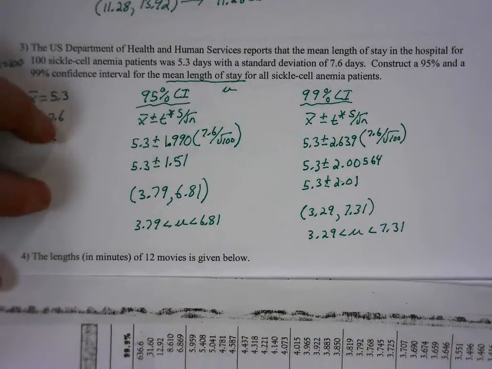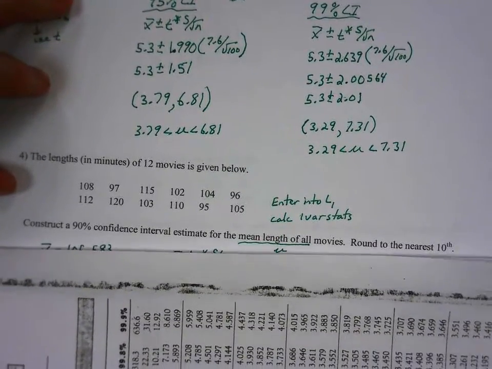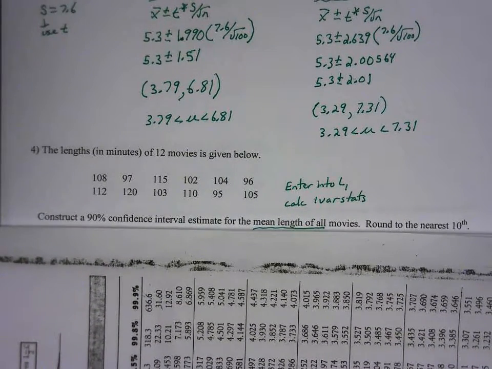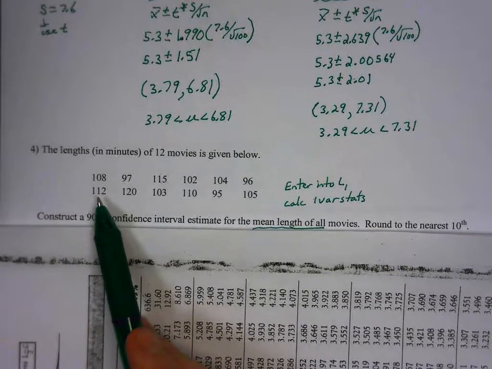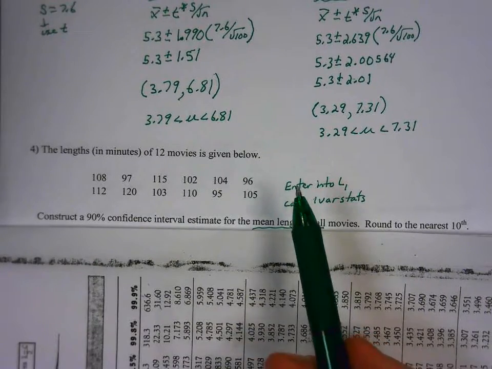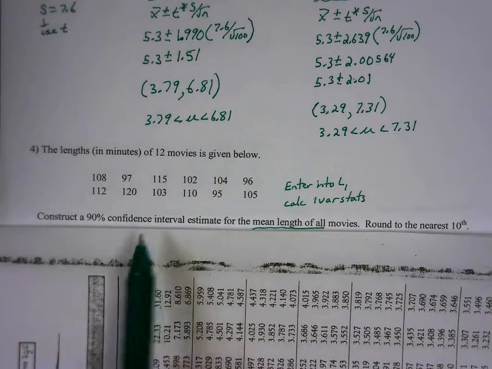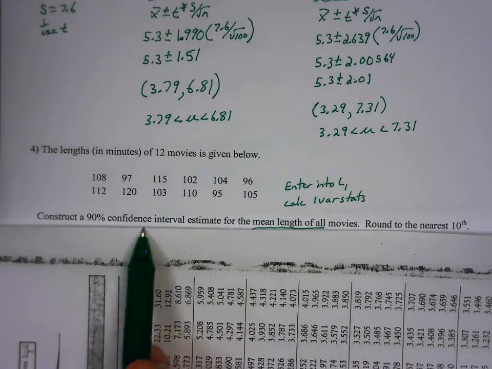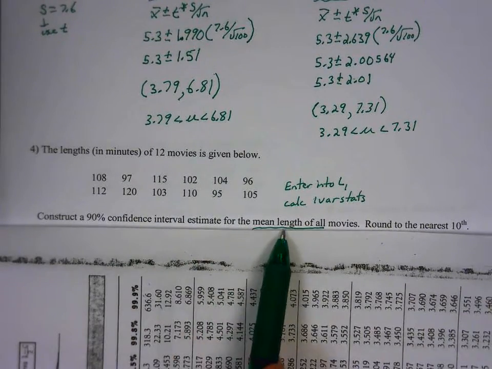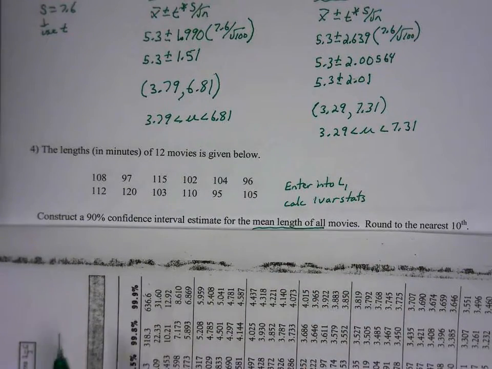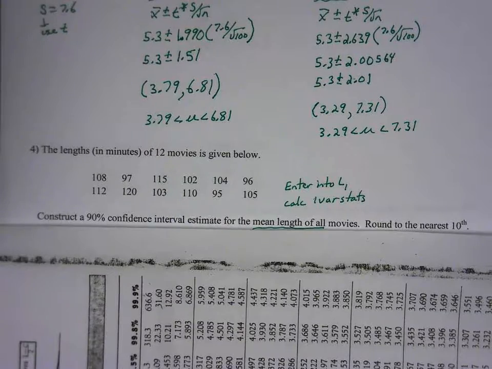The other type of problem you can be given is you're just given a list of data. So if we look at the lengths in minutes of 12 movies, we took a sample of 12 movies, and one movie was 108 minutes, another 112, and so on. Just assume we took a simple random sample. We want to construct a 90% confidence interval to estimate the mean length of all movies, and we're going to round to the nearest tenth in our final answer.